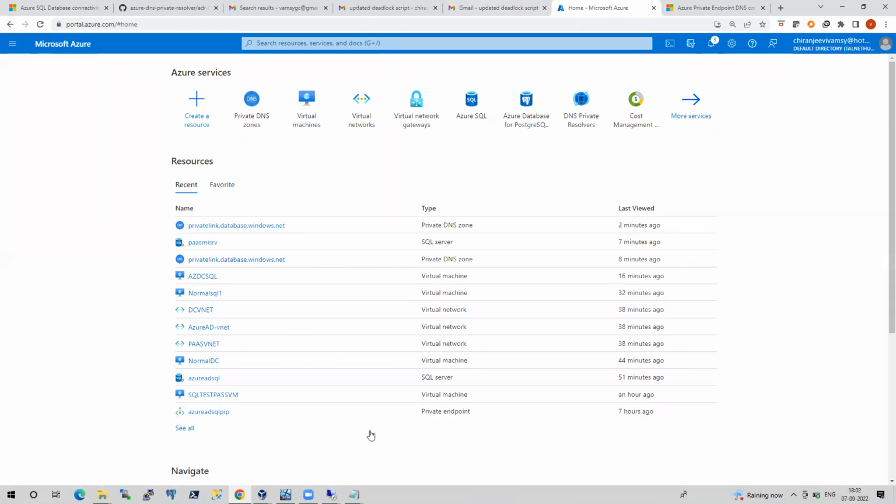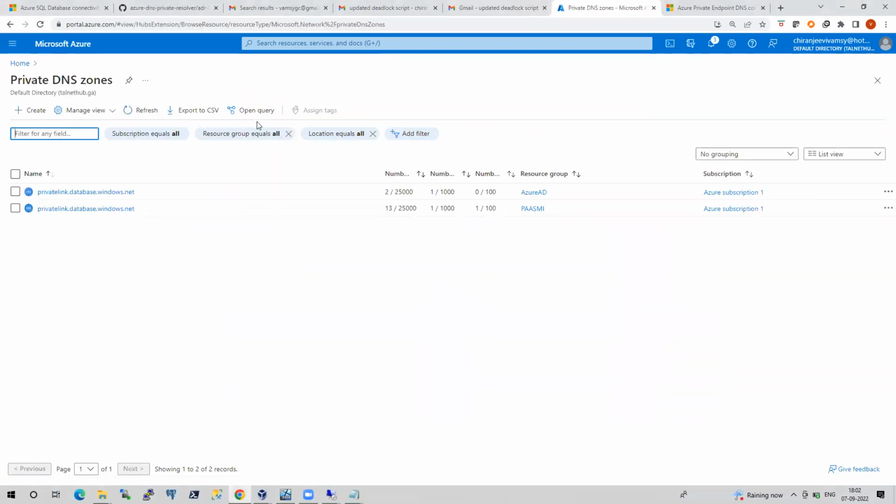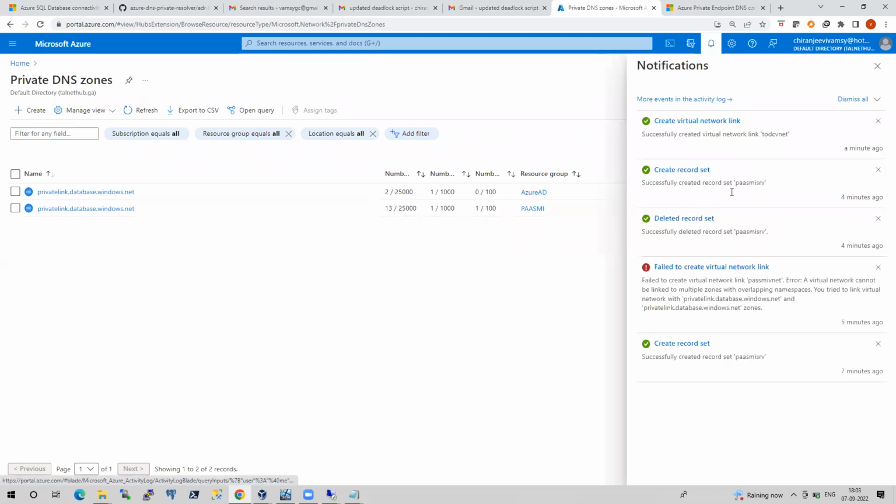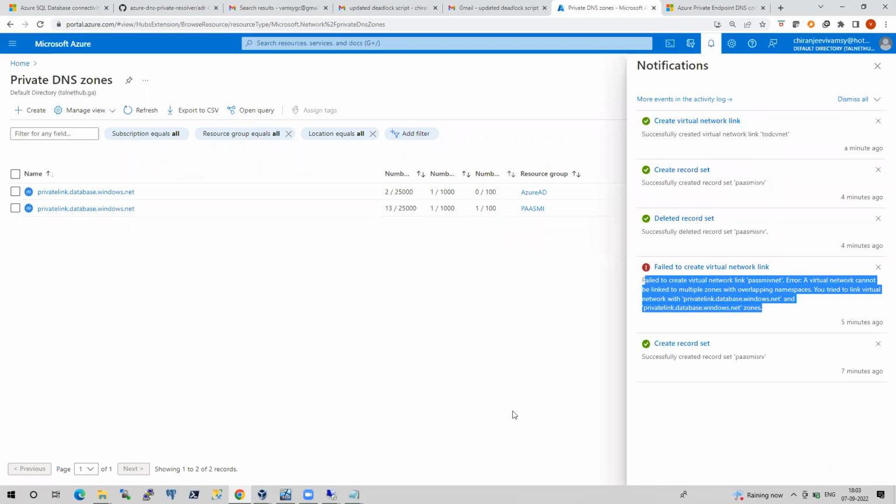Can you just go to private DNS zones? Yes. So here we are saying that we cannot create the same name, right? The privatelink.database.windows.net. Okay, just a second. I will copy this error and I will paste this. Yeah. So here we are able to see there are already 2 links created with the same name, right? So how is that possible then in that case?